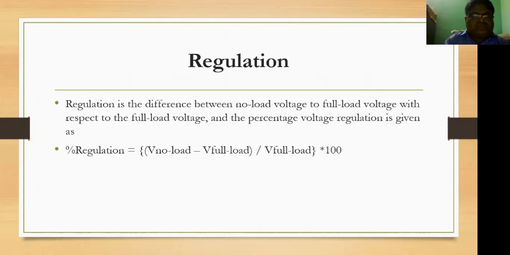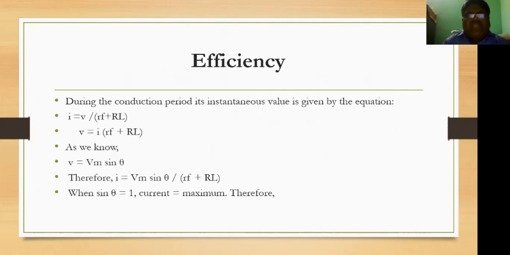Next, efficiency. What is the efficiency of the half wave rectifier? Efficiency means capability. What is your efficiency? Okay. So during the conduction period and forward bias, its instantaneous value is given by the equation I equal to V by Rf plus Rl.